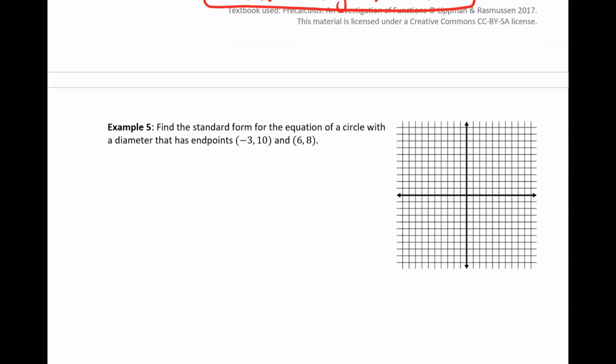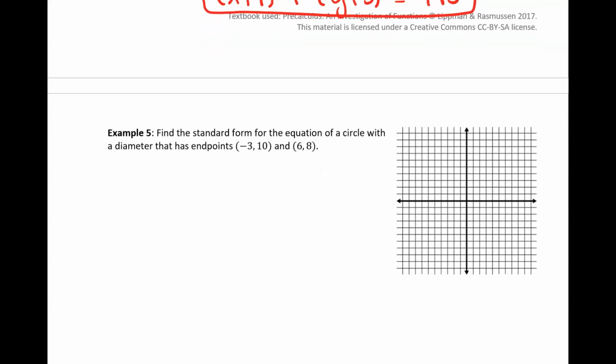Next example. Find the standard form for the equation of a circle with a diameter that has endpoints at -3, 10 and 6, 8. So let's pull out what this is saying. Find the standard form for the equation. So this is x minus h squared plus y minus k squared equal to r squared. That's the standard form for the equation of a circle.